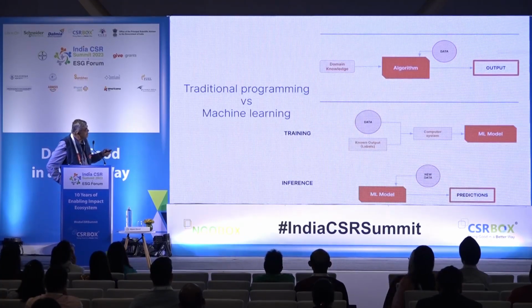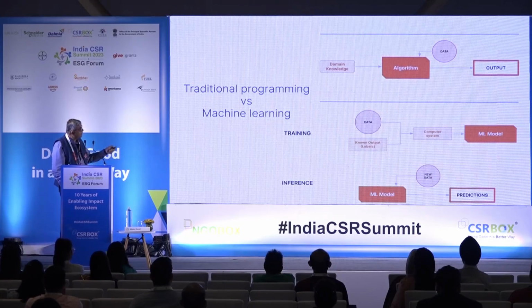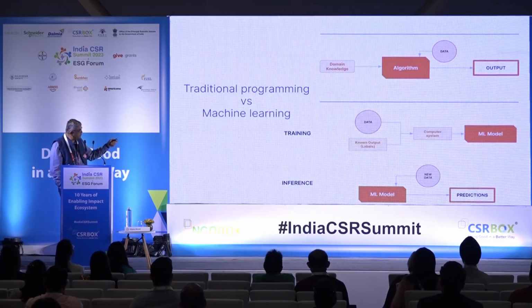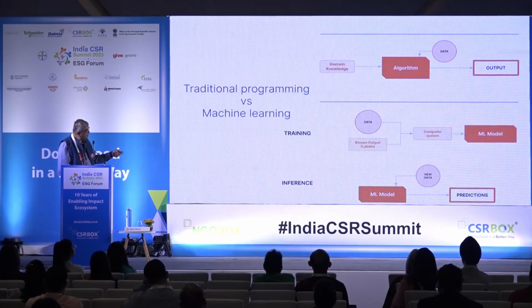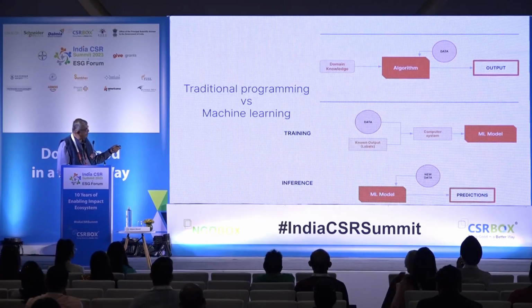So again, traditional programming is you use your domain knowledge to create an algorithm. So a human creates the algorithm, and then the algorithm ingests a certain amount of data, and you get some kind of output. In machine learning, you have two parts: training and inference, as I've described. In the training part, the computer system is exposed both to the data and the output. It learns to map data to output, creates an ML model.